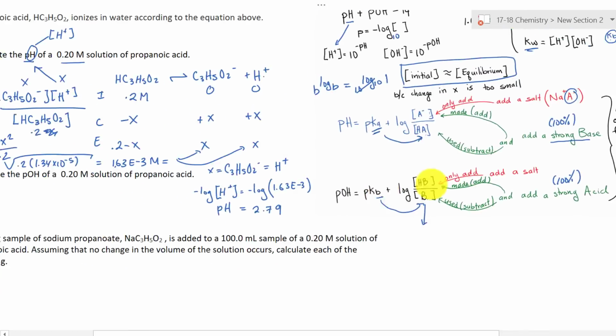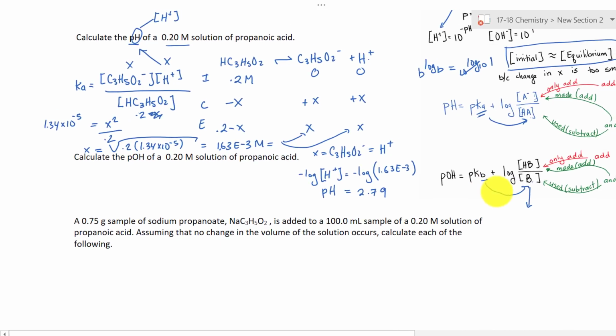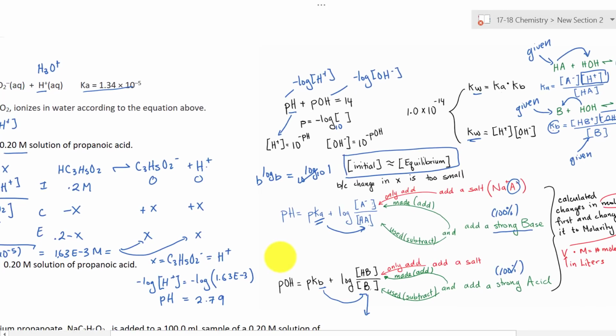Now, if this were a basic solution, of course, you would use Kb and solve for the OH minus, okay? The same thing. In addition to asking for pH, they can ask you a lot of things. They can ask you the concentration of the conjugate base, the concentration of H+, and all those things are fair game on the AP test. Or they can ask you for the pOH. And what does pOH have to do with pH? Well, right there, pH plus pOH equals 14.